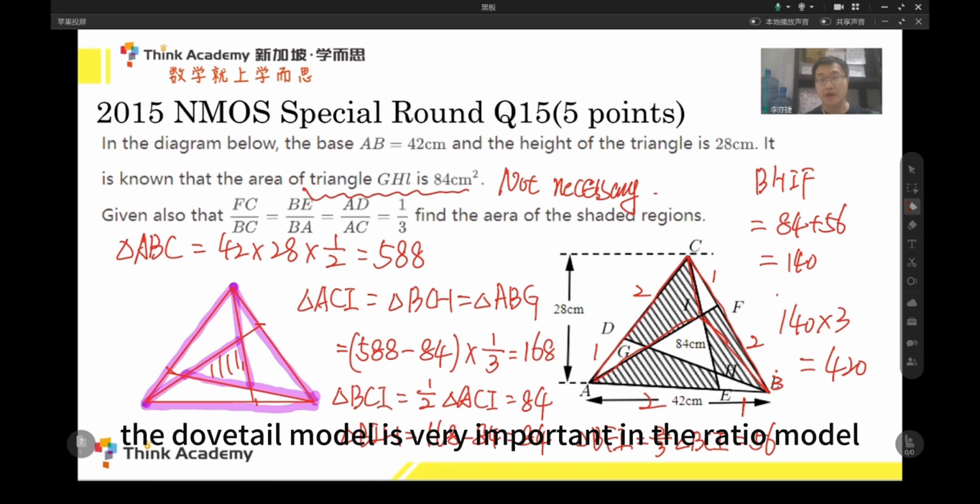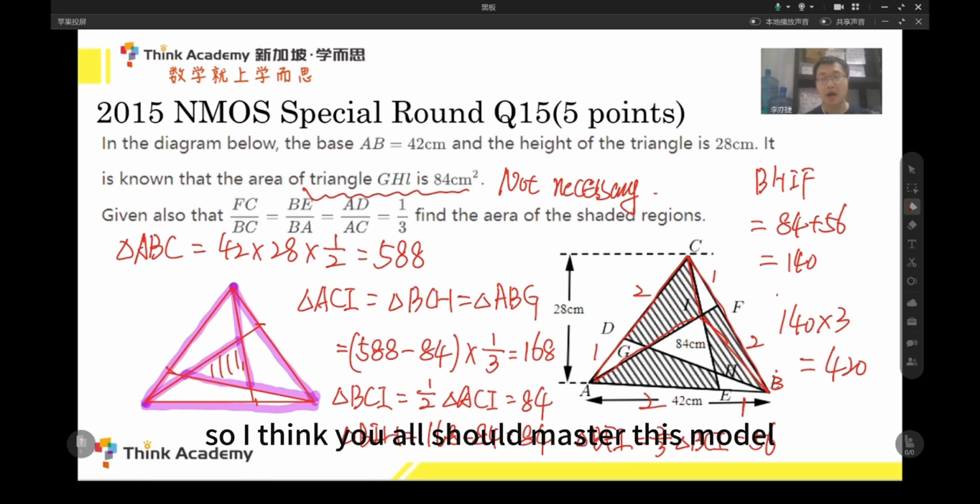The Dovetail model is very important in the ratio model, so I think you all should master this model.